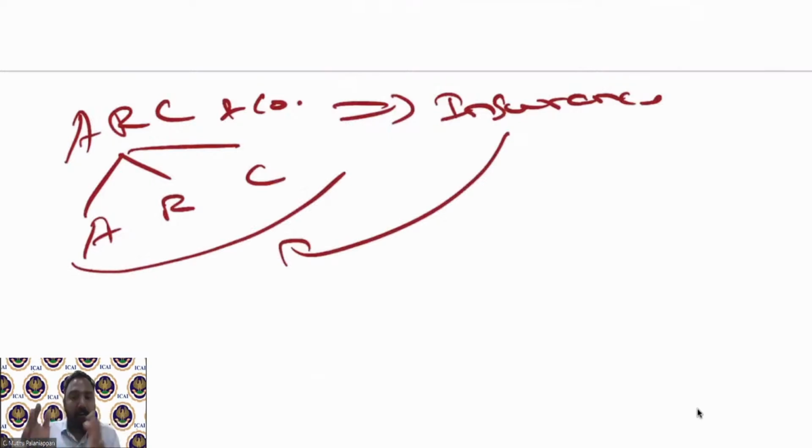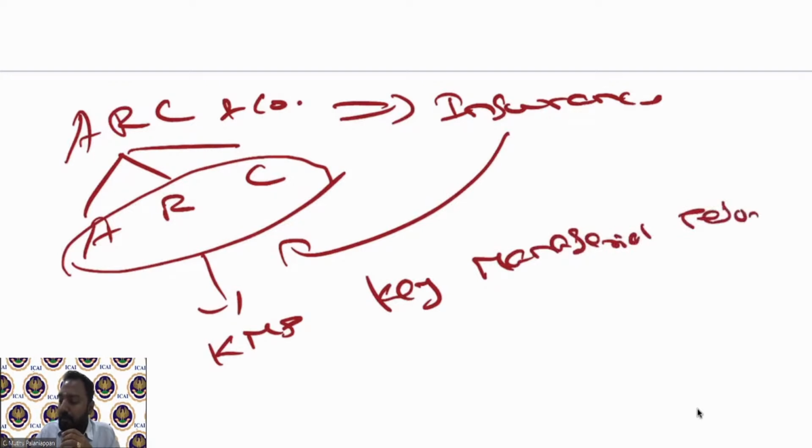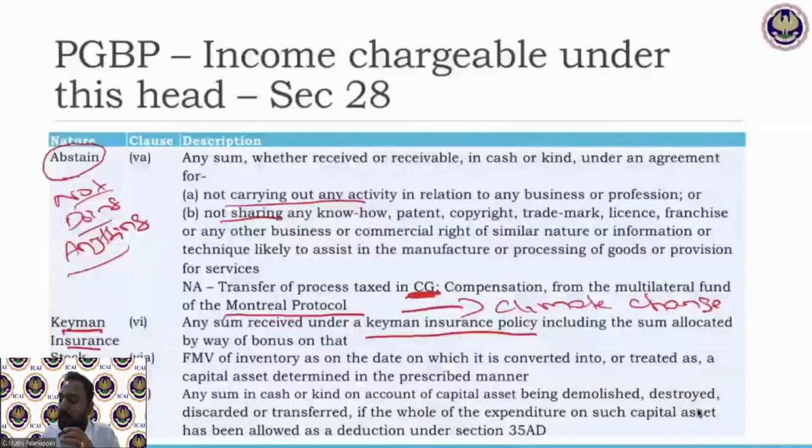So for ARC and Co, a firm of three people, A, R, and C, the firm takes an insurance. Who are A, R, and C? They can be called key managerial persons, that is KMP. An insurance taken for these people, that is, an insurance taken for key managerial persons, is called a keyman insurance policy. That is why it is called a keyman insurance policy.